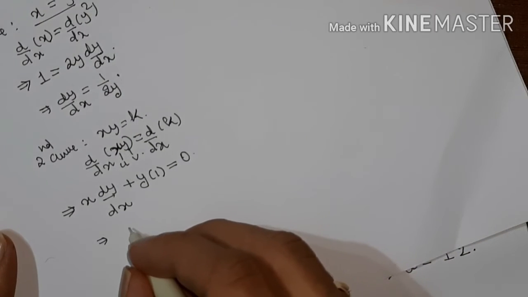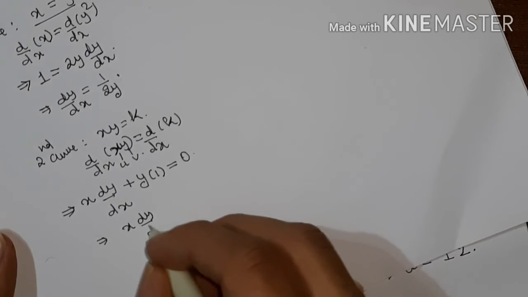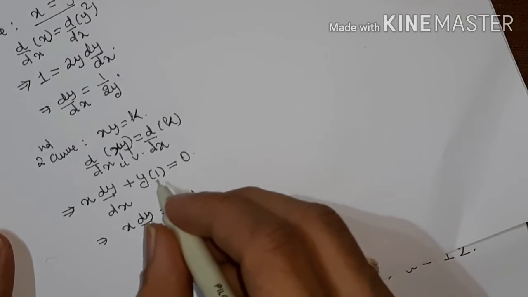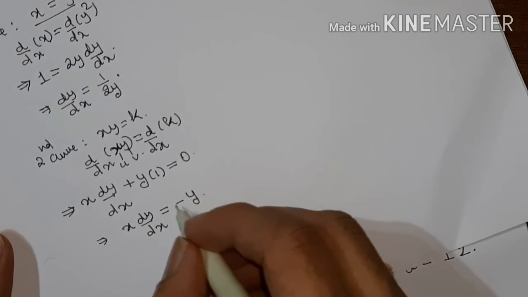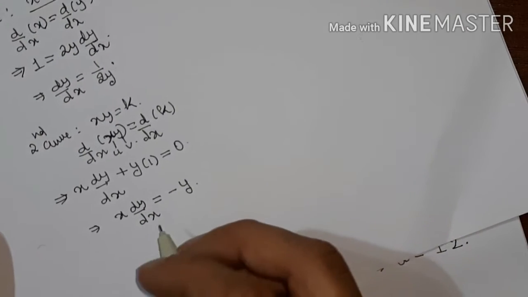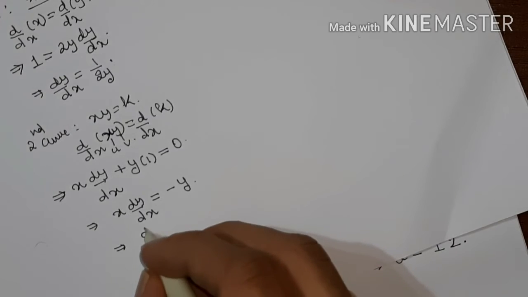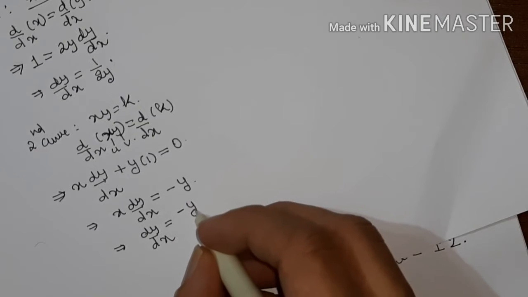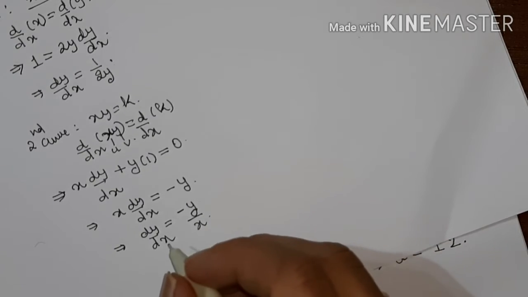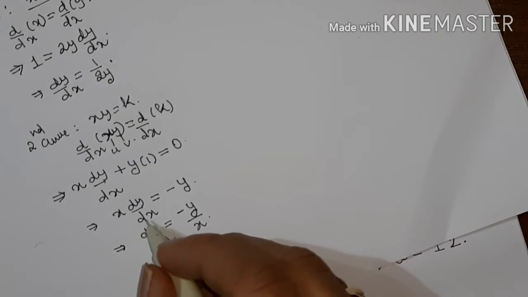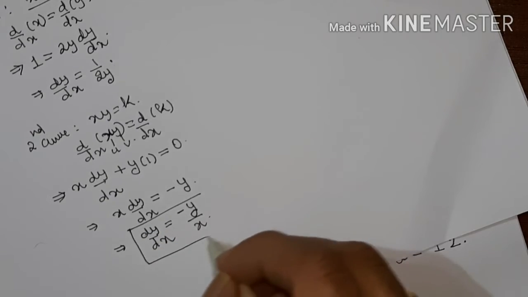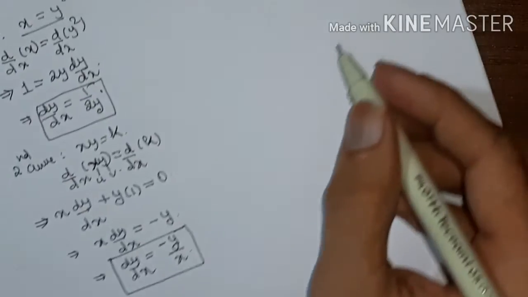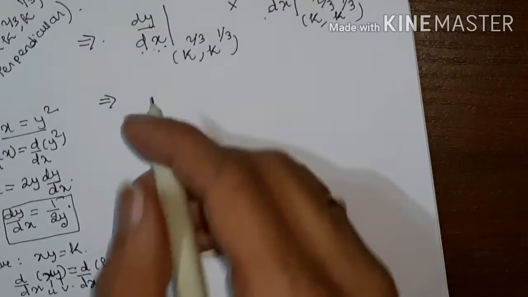So that means what we are getting is x dy by dx equal to minus y. This is y into 1, which is y. So if you take this to the other side, you will get minus y. So dy by dx is equal to minus y by x. So this is dy by dx for the second curve, and this is dy by dx for the first curve. So we can substitute these two here.